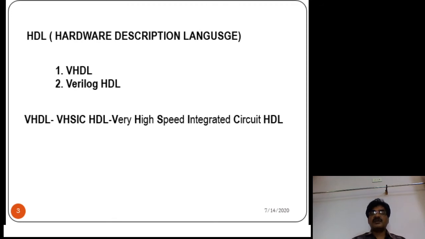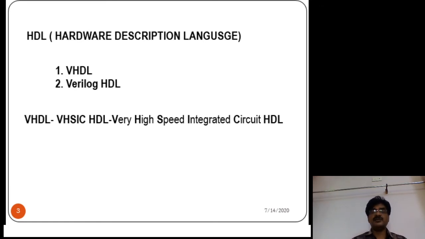VHDL stands for VHSIC HDL. HDL means hardware description language, and VHSIC means very high speed integrated circuit. So, very high speed integrated circuit hardware description language is the total expansion for VHDL. It was developed by the US Department of Defense.